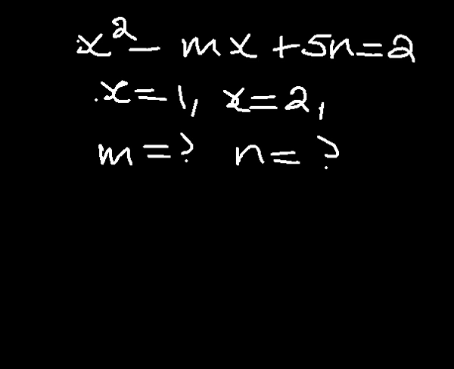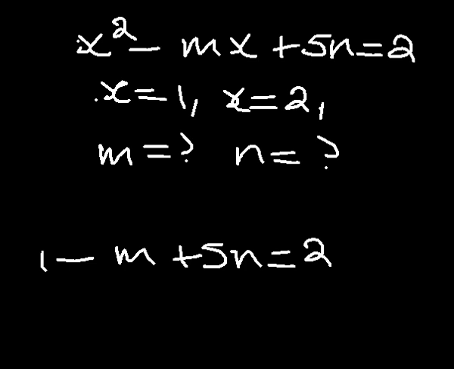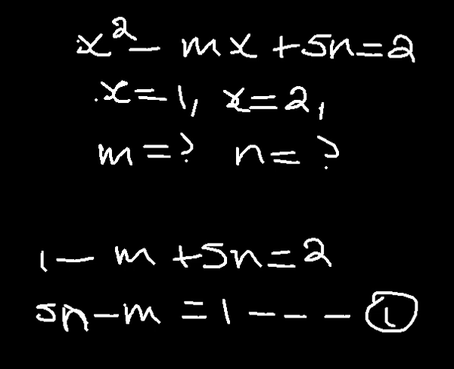Now let's think of using x is equal to 1. So if we substitute for x as 1 here, we have 1 minus m plus 5n, that will be equal to 2. So which means we have 5n minus m is equal to 1. This is equation number 1.